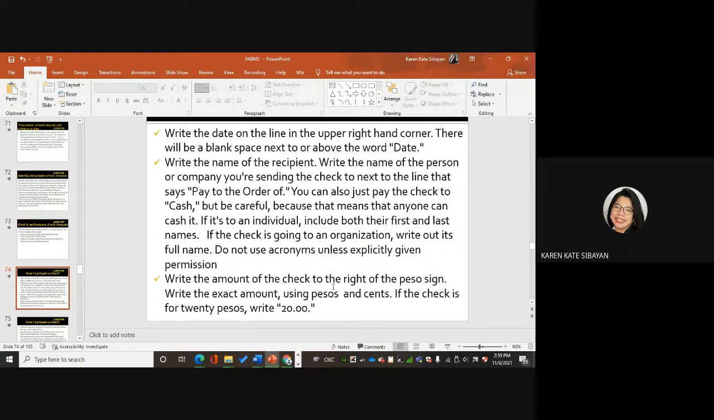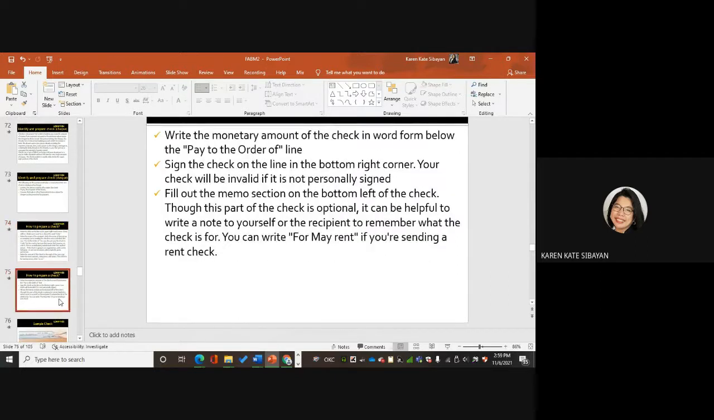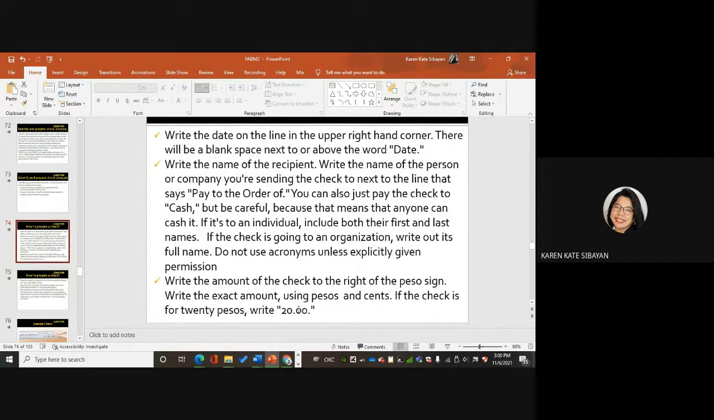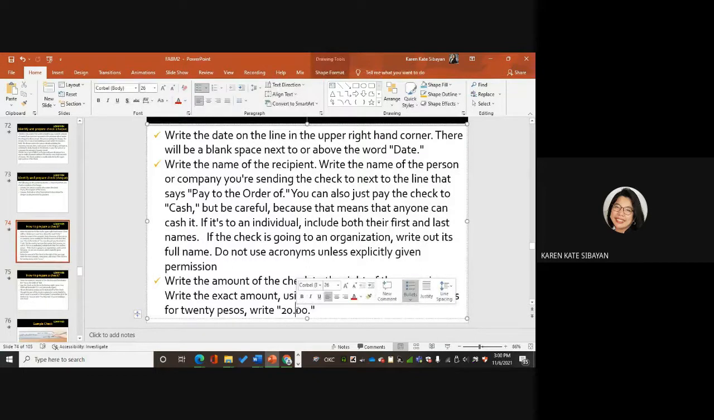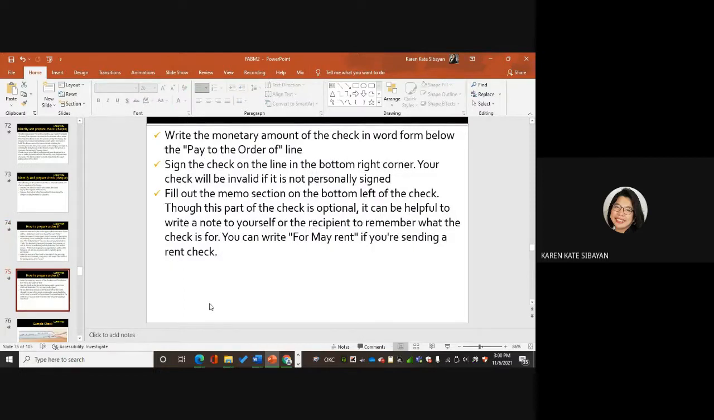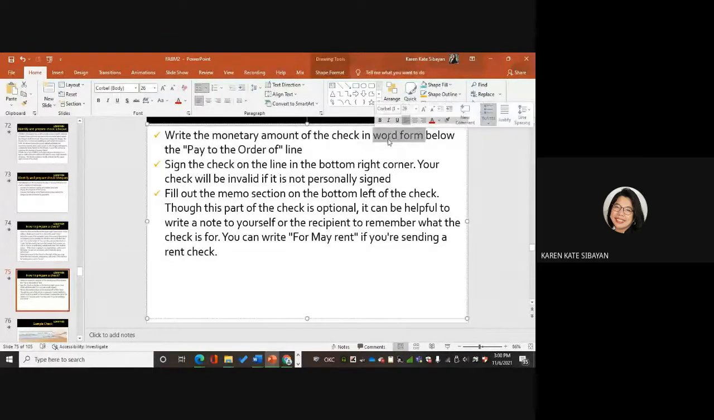Write the amount of the check to the right of the peso sign and write the exact amount using pesos and cents. If the check is for 20 pesos, write 20.00. Okay? Kasi there are times that a simple zero, possible maging 2,000 yan kung wala yung point. Write the monetary amount of the check in word form. Mahalaga din ang word form. Below the pay to the order of line. Sign the check on the line in the bottom right corner. Your check will be invalid if it is not personally signed.